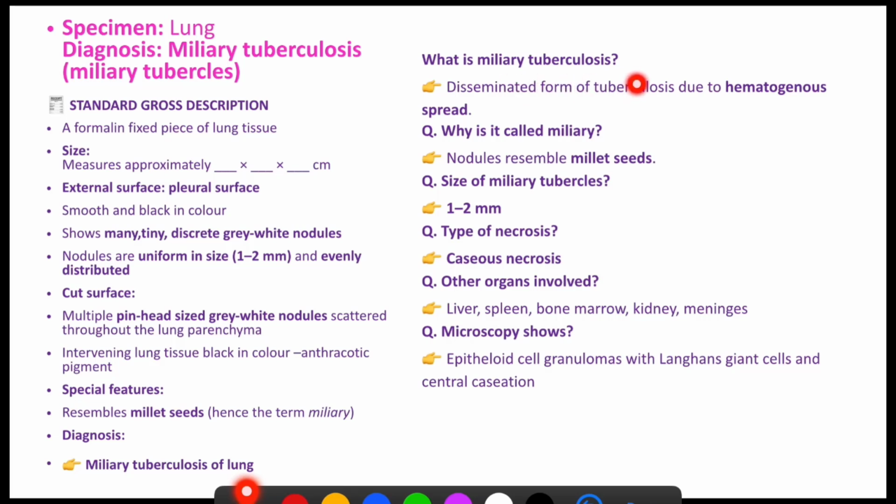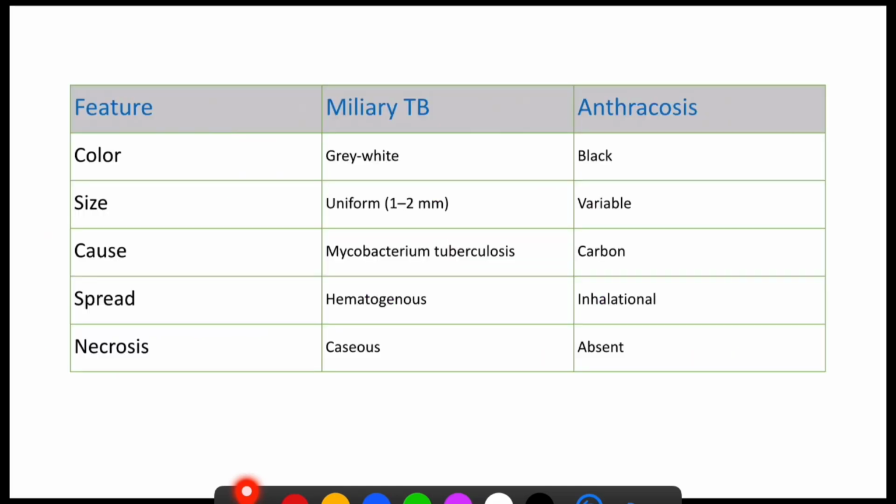Now, what is miliary tuberculosis? It is due to hematogenous spread of tuberculosis. It has a millet seed appearance, because it has 1 to 2 millimeter sized tubercles, so caseating or miliary tubercle, an example of caseous necrosis. Most commonly affected are liver, spleen, bone marrow, kidney, meninges. Microscopically, you find granulomatous inflammation, so epithelioid cell granulomas with Langhans type of giant cells and central caseation.